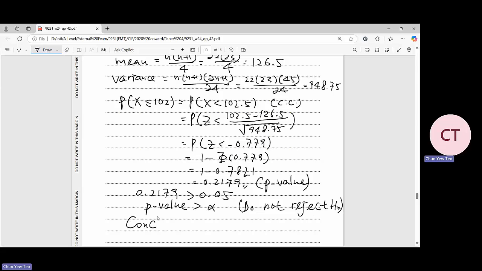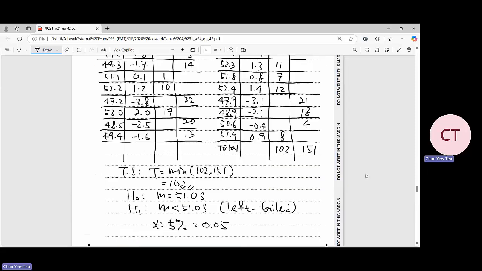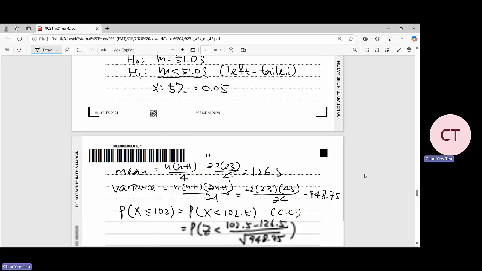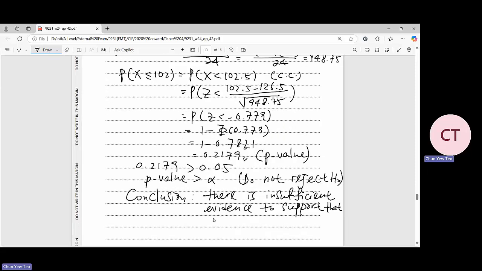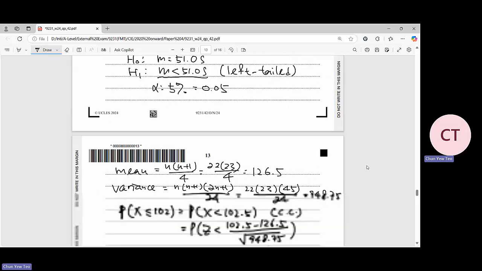Then your conclusion is there is insufficient evidence to support that mu y is less than mu x. Oh, no, not mu y minus mu x, sorry. It's about the median. Mu y minus mu x was the previous question. This is that the median m is less than 51.0. Okay, support that m is less than 51.0. Okay, done. So this will be the answer for question number 6.